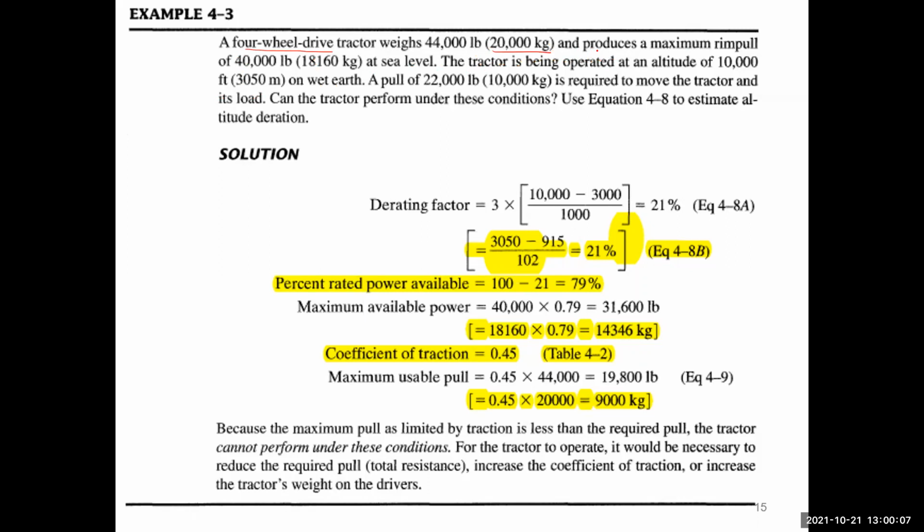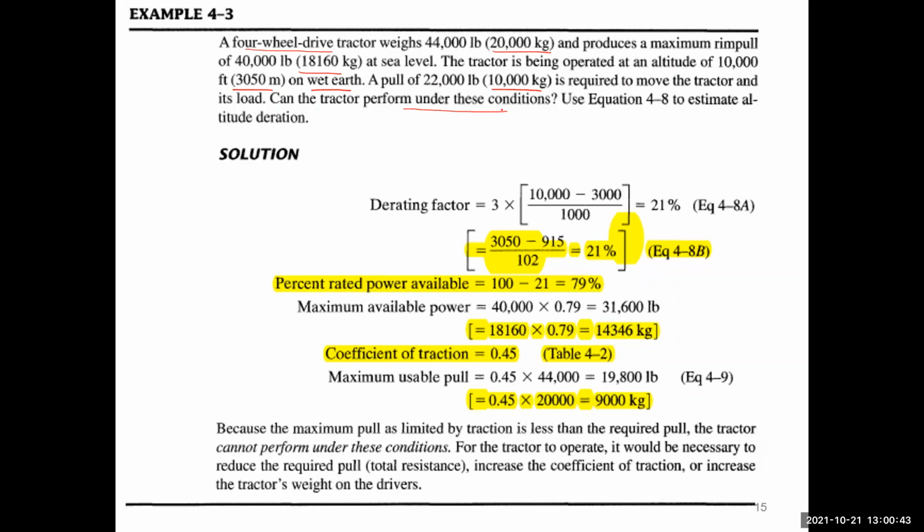20,000 kilogram and produces a maximum rim pull of 18,160 kilogram at sea level. The tractor is being operated at an altitude of 3,050 meter on wet earth. So on wet earth, a pull of 10,000 kilogram is required to move the tractor and its load. Can the tractor perform under these conditions?